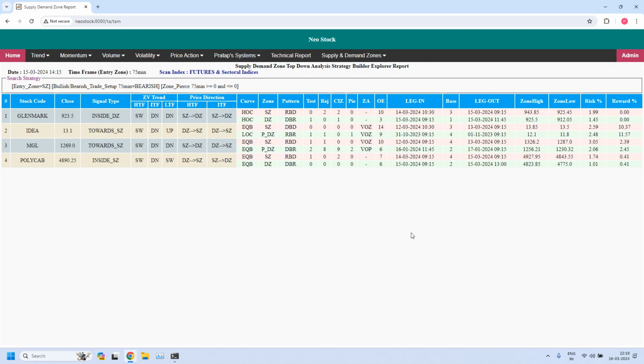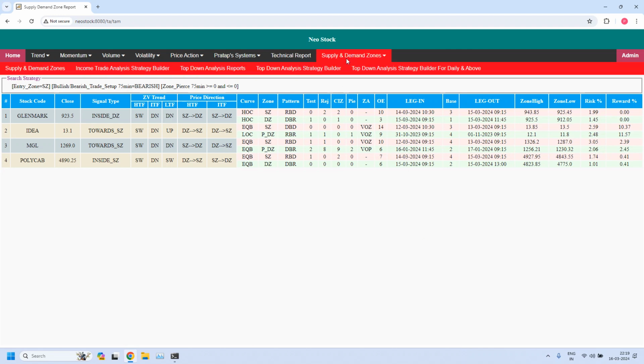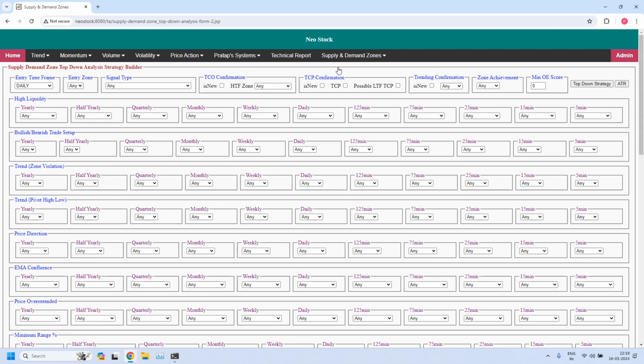Okay, this is about bullish and bearish trade setups for the monthly income trade and weekly income trade. Now I will generate stop buffers.